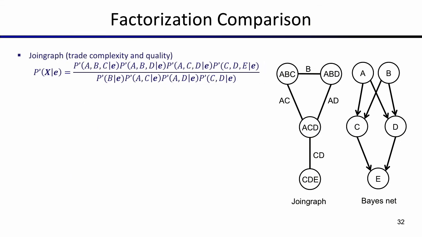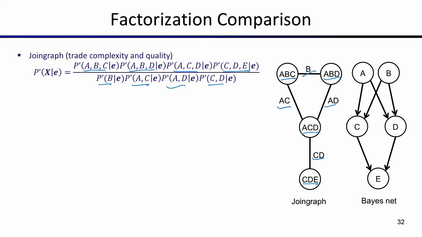So, okay, we have this. Just checking what we have. They have the probability of ABC, one cluster, another cluster here, ACD, another cluster, and CDE, another cluster, divided by the probability of the separators B, AC, AD, and CD. Okay, it's correct, exactly as we expected.